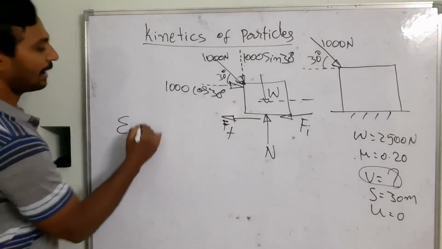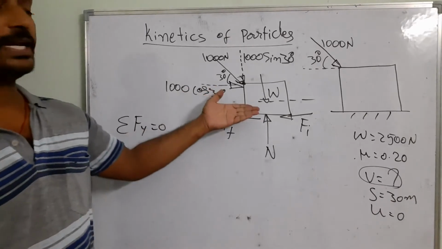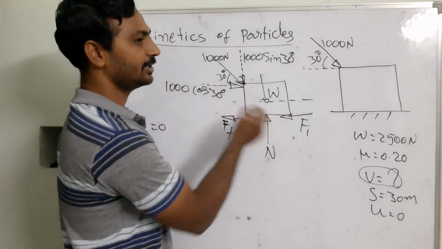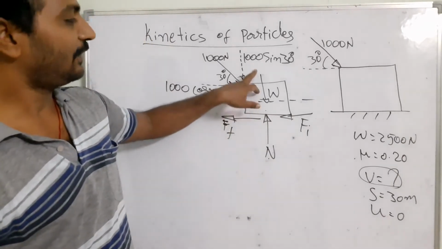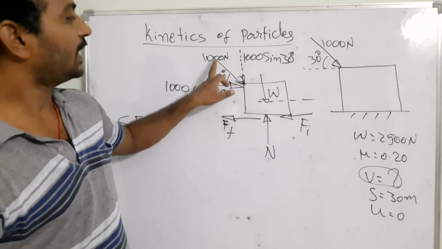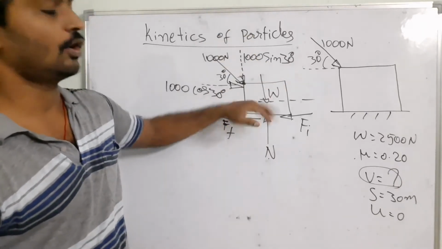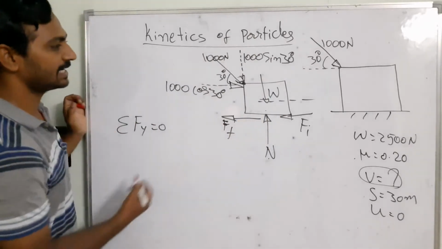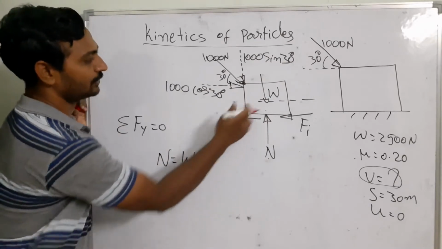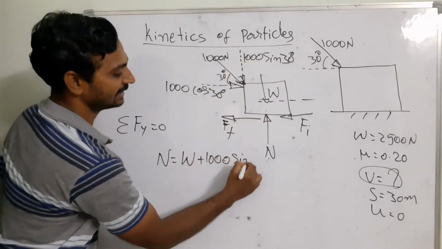So I take sigma F y is equal to 0. In this case, how many vertical forces are there? Can you see? The normal force is acting in the upward direction, and the self weight is acting in the downward direction. At the same time, one component of the 1000 newtons, 1000 sin 30, is acting vertically downward. So considering the upward force, N is equal to the self weight of this object plus 1000 sin 30 degrees.